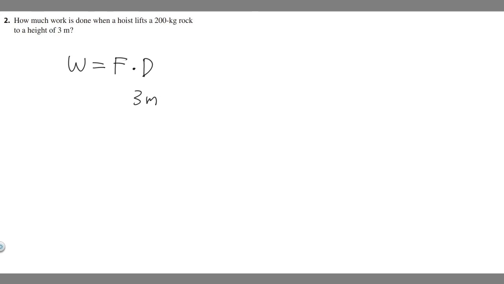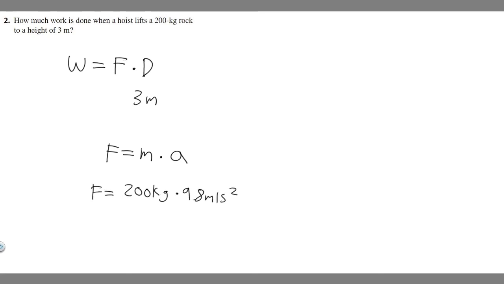So we have the distance in meters, but we don't have force. They give us that the rock weighs 200 kilograms, but we know force needs to be measured in newtons. So if we want to solve for force, we know that force equals mass times acceleration. We have the mass, right? The mass is going to be 200 kg. And acceleration is going to be the force of gravity because we're lifting it upwards. So basically, you just want to take 200 kg and multiply it by 9.8 meters per second squared.